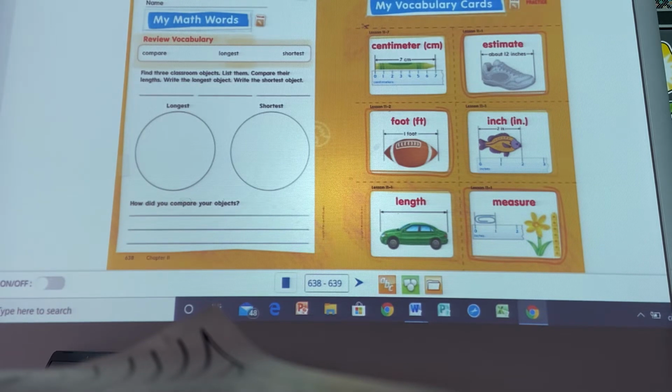Now the next couple of pages are vocabulary cards. I don't want to do all of the vocabulary all at once. All right, so we will come back to these and you can use them to quiz yourselves.